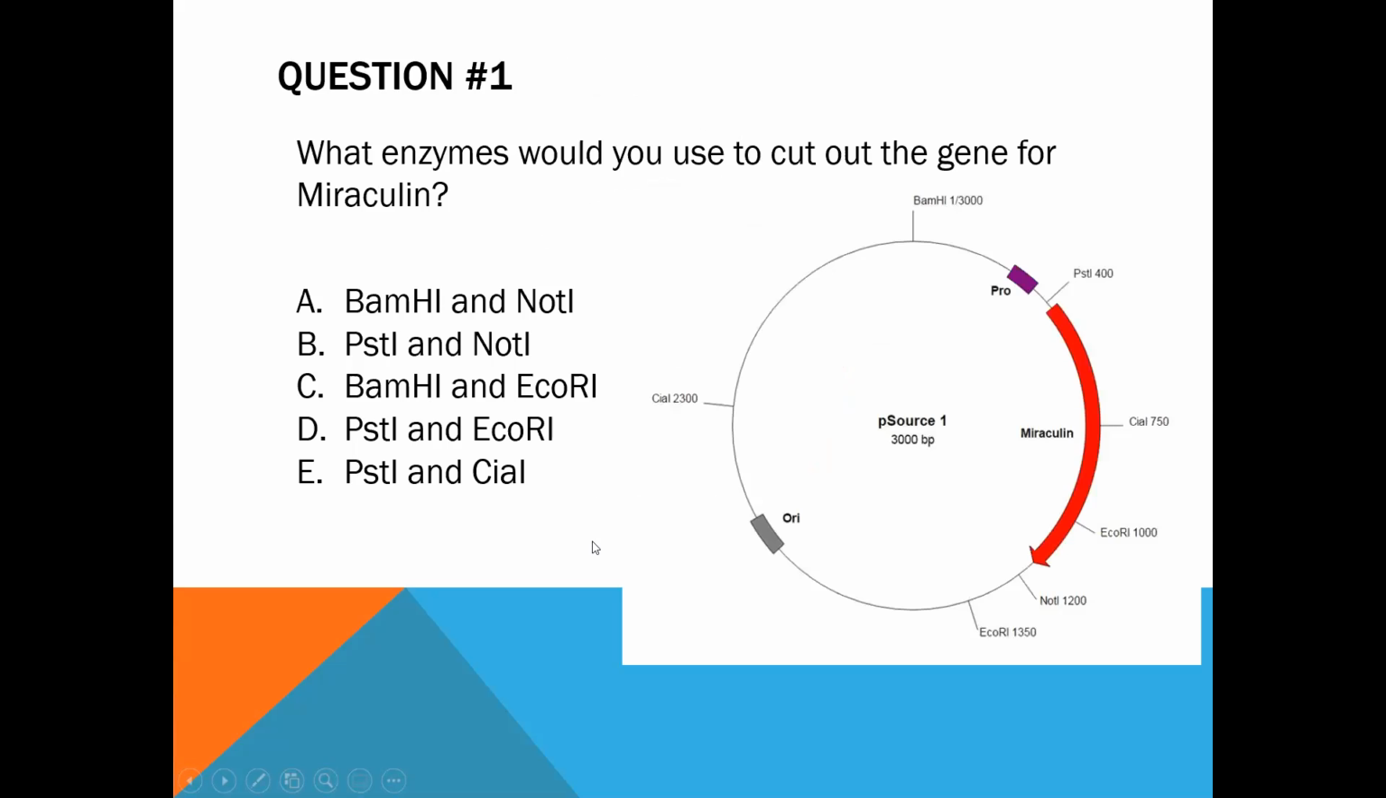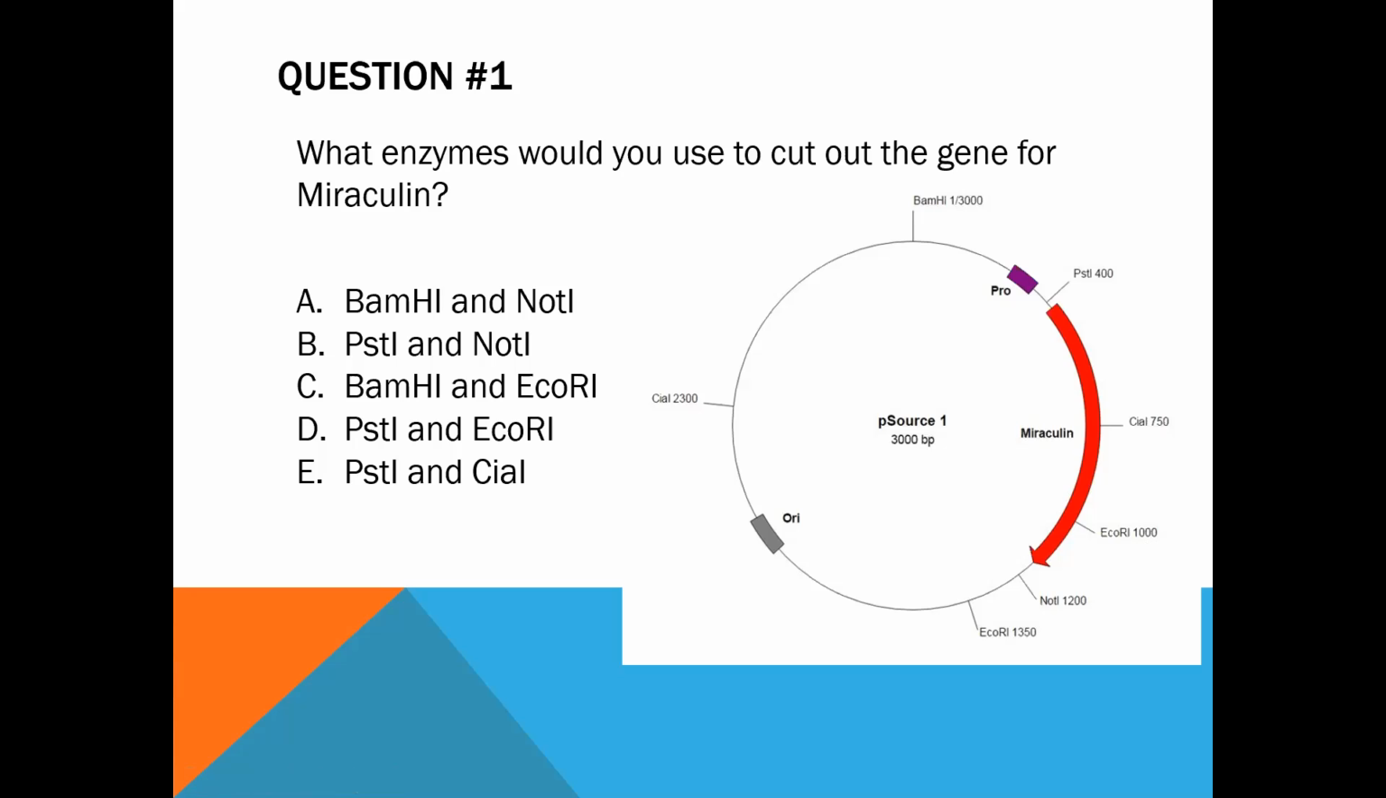So question 1, what enzymes would you use to cut out the gene for miraculin? We can see here that we have PstI and then you have other cut sites down here. We have to pay attention to the fact that if you used EcoRI, there's another EcoRI cut site at the 1000 base pairs. So you would end up with extra cuts that you didn't want.